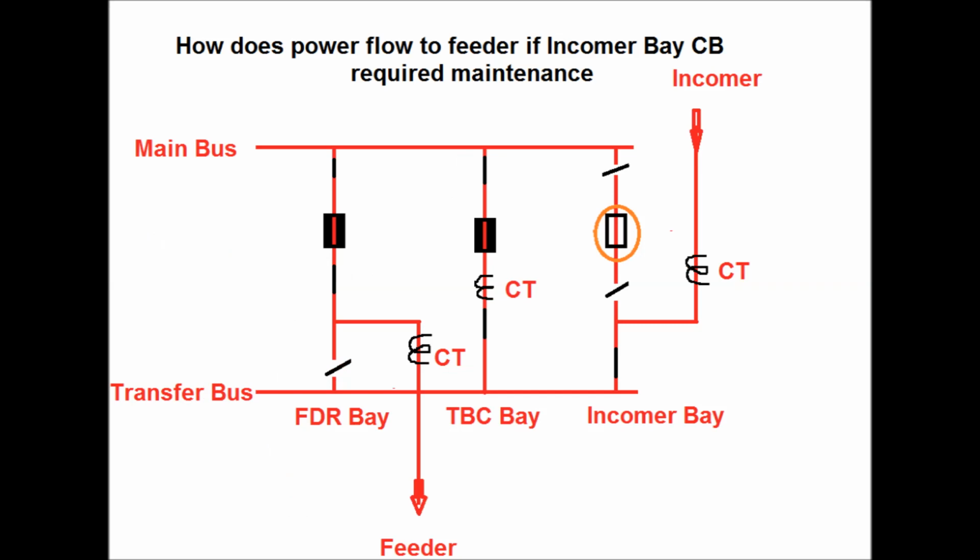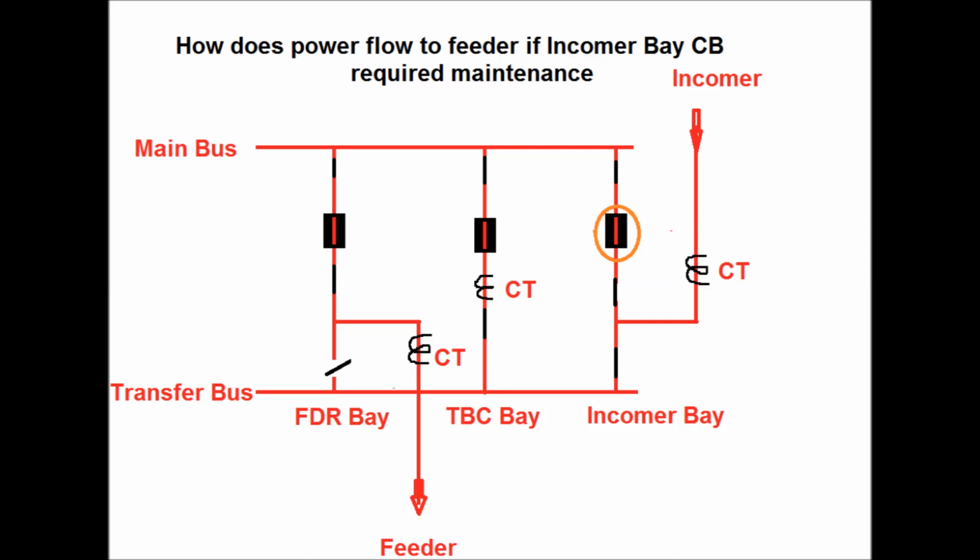Now again, the circuit breaker of the incomer bay is required for maintenance, or some flashover occurred in the bay which requires maintenance. Then this incomer bay can be diverted to the TBC bay. How the operation is done will be discussed now. Now the incomer is in running condition, and the circuit breaker of the incomer bay is required for maintenance purpose.